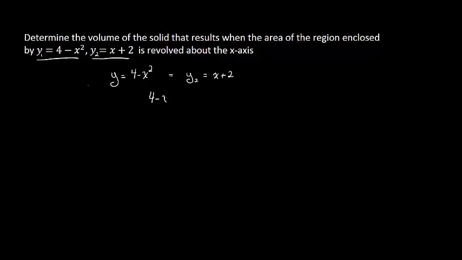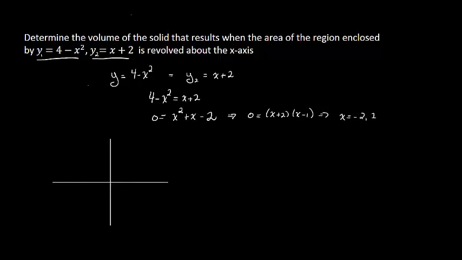So when we let 4 minus x squared equal x plus 2, I'm going to subtract 4 and add x squared on both sides, so I get 0 equals x squared plus x, and 2 minus 4 gives me a value of negative 2. In order to solve this, we're going to factor, and we get x plus 2 times x minus 1, still set equal to 0. So we know that we're going to have two solutions, x equals negative 2 and x equals positive 1. So now we want to get an idea of what these curves look like.